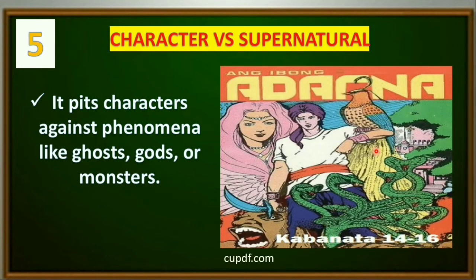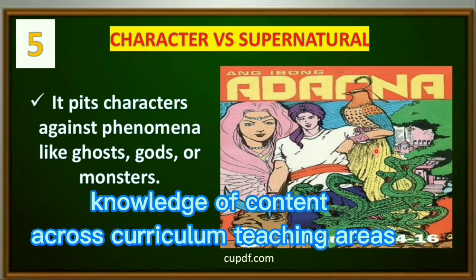Number 5. Character versus supernatural. It pits characters against phenomena like ghosts, gods, or monsters. In our very own folktale titled Ibong Adarna, Don Juan fights against the seven-headed serpent to save Leonora, the sister of Doña Juana. We know that such a creature in this story is an example of supernatural. So, the conflict is character versus supernatural.